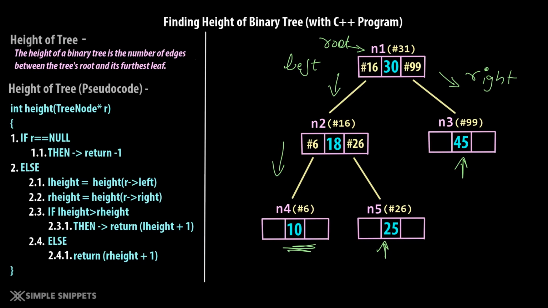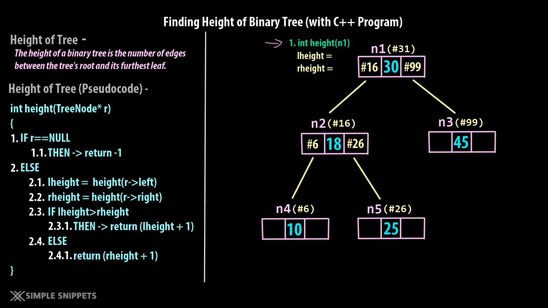So now let's see the pseudocode. Let's go step by step. The first thing that you pass in the tree node when you call the first height function is going to be the root node. So let's see the first call. The first call would look something like this. We will say int height and you will pass the root node n1. Okay. So this is nothing but a pointer to the root node.